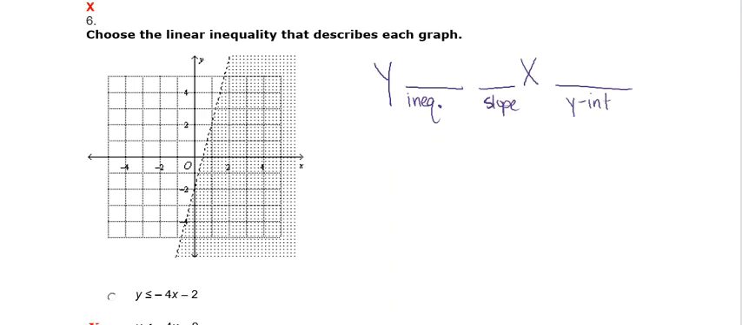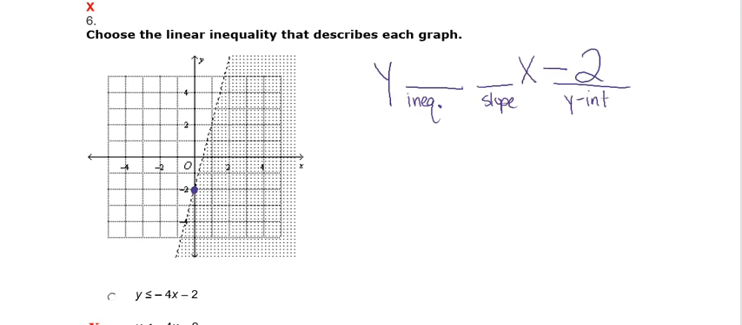So we're going to set this up, it looks like, in slope-intercept form, which is y. I say y equals mx plus b, but it's an inequality, so instead of the equal sign, we'll have an inequality. So I'm going to start with the y-intercept, because that's the easiest thing to find. That's right here. It's where the line goes through the y-axis, and that's at negative 2. So we're going to have a minus 2 in the back.